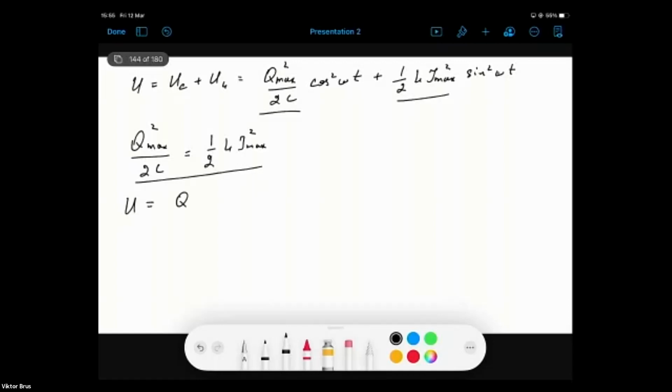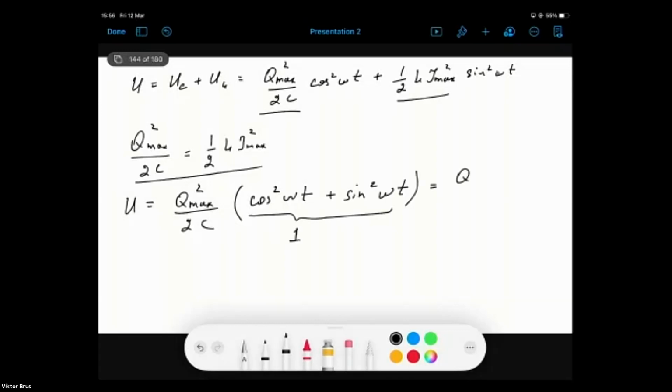So U is equal to Q maximum square divided by 2 times C, and here we have parentheses, cosine square omega t plus sine square omega t. This is equal to unity. And that's why the total energy is Q maximum square divided by 2 times C. So this is correct from our previous discussion that the sum of energy at any given time is a constant parameter defined initially by the level of charging of the electric capacitor in the circuit. So this is constant.